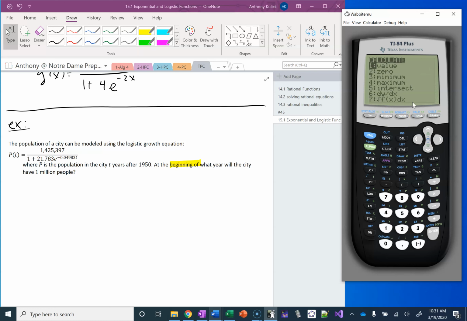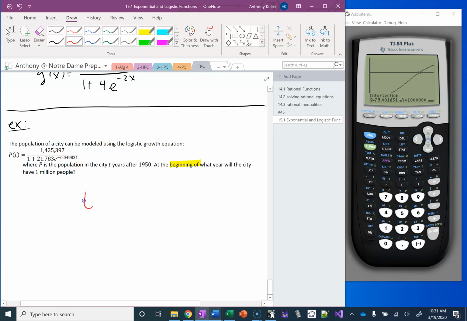We'll do second trace, pick the intersect command. And again, I only have 2 curves, so the first curve is one of them, the second curve is the other, and there's only one intersection, so I can just press enter again on the guess. So that happens at 79.002 years after 1950. So it's asking at the beginning of what year.